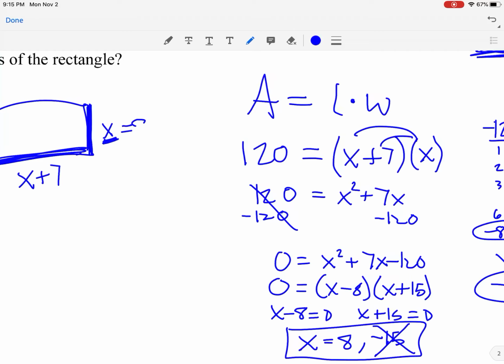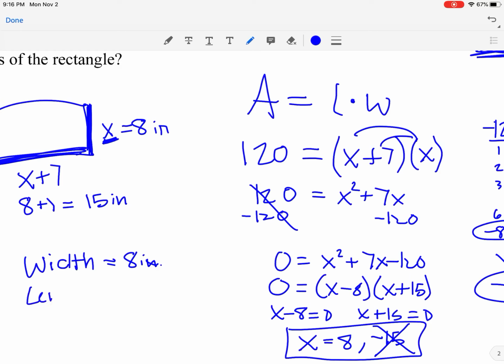So we can say that x equals 8 inches. So that's our width. And then our length would be 8 plus 7 instead of x plus 7. So that means our length is going to be 15 inches. So there we go. If you want to write that out separately, width equals 8 inches and length equals 15 inches.